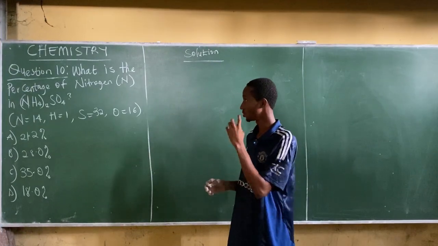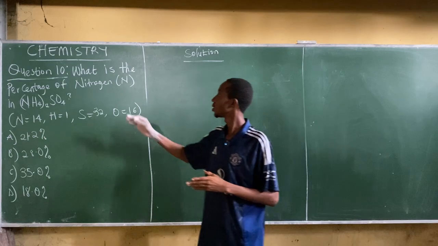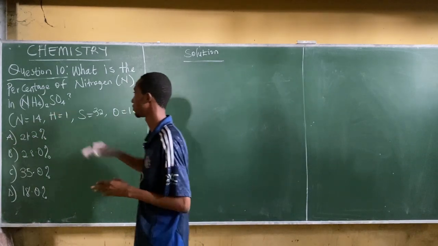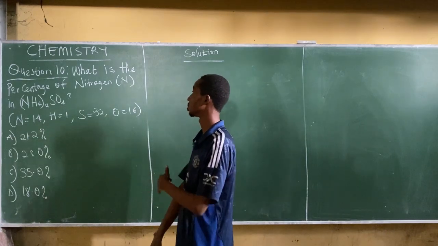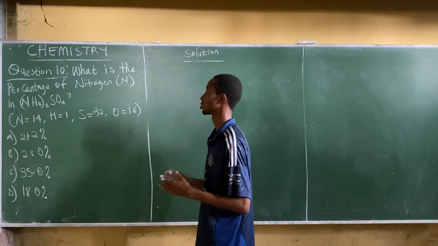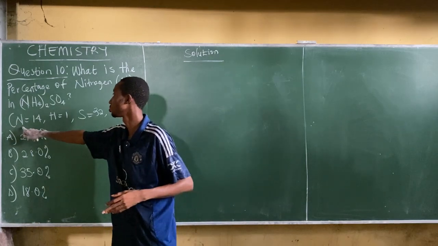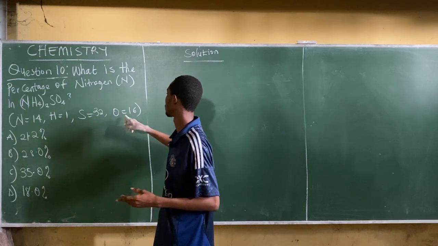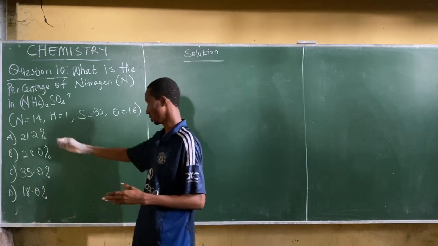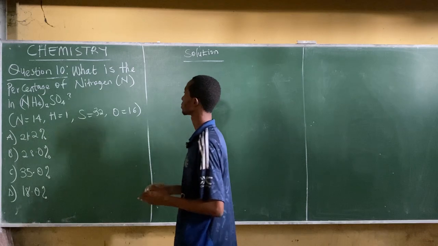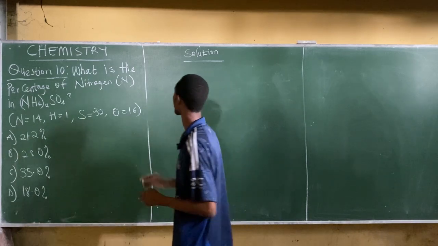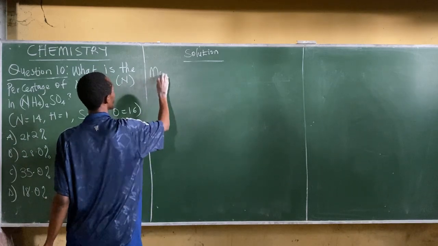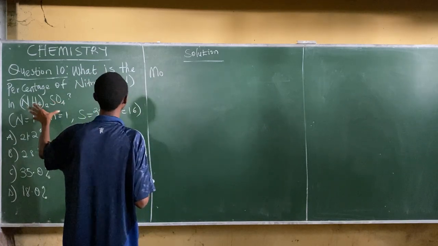The final question for today on chemistry says, what is the percentage of nitrogen in ammonium sulfate? It gave us the atomic mass of nitrogen to be 14, hydrogen to be 1, sulfur 32, and oxygen to be 16. We have these answers. So let's solve together. The first step is to find the molar mass of this compound.